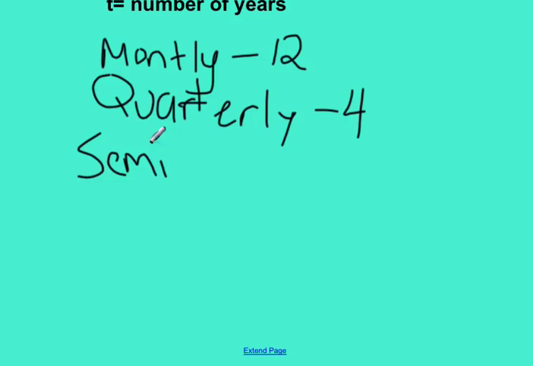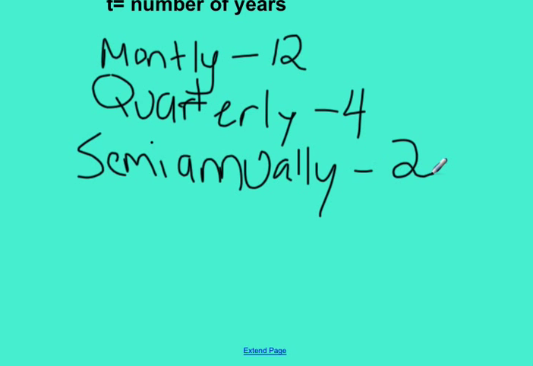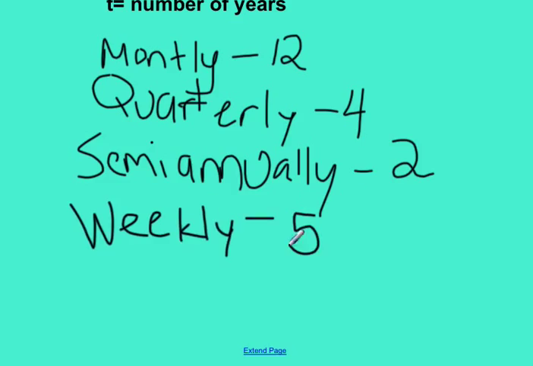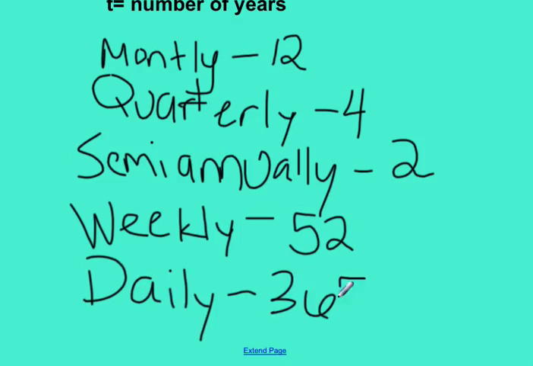Okay, semi-annually. If you think of a semicircle, it's half of a circle, right? So half of a year and half of a year. So that's going to be twice a year. Weekly, well, now we need to think about how many weeks are in a year, and that's going to be 52. And finally, daily, we need to figure out how many days are in a year, and that's 365. So we're going to be using those n values throughout our practice problems today.